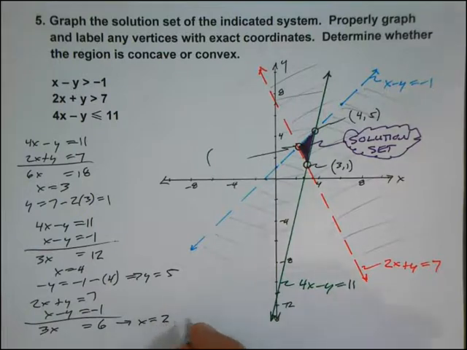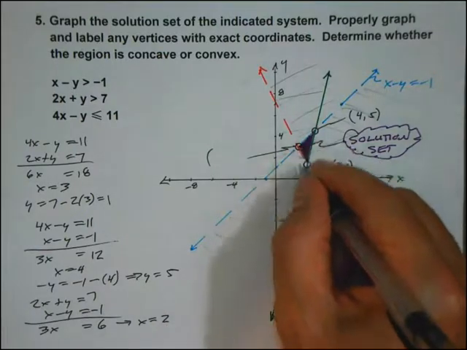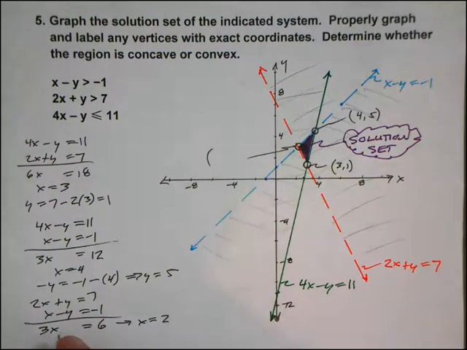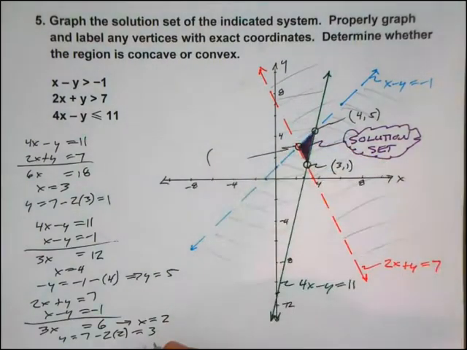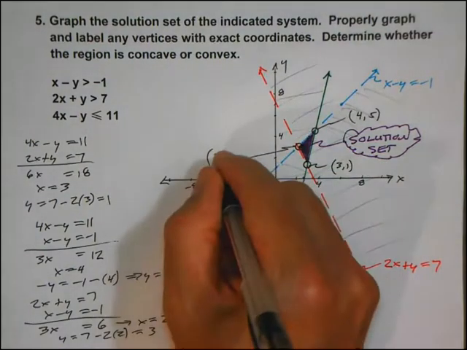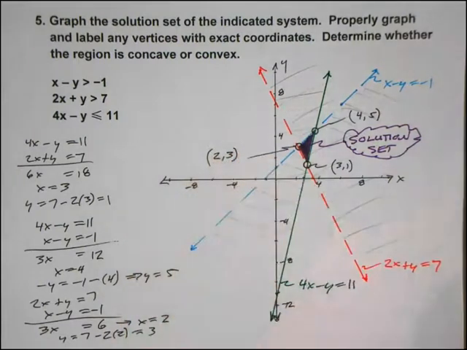How's that look graphically? Here, yeah, x about 2 looks alright. We could use this second equation as a source for y. Y would equal 7 minus 2 times x, which is 2 now. That gives us 7 minus 4, or 3. How's that look graphically? 3, yeah, about there looks good. Okay, 2, 3. Coordinates for that vertex.